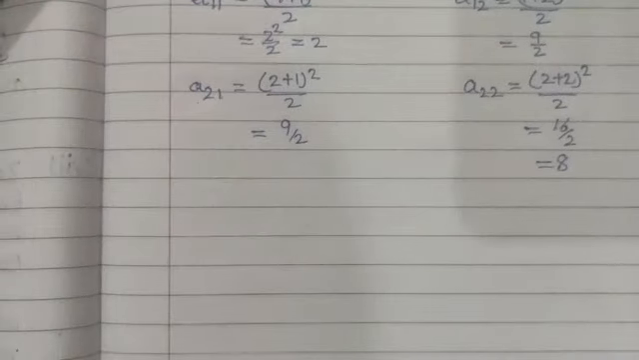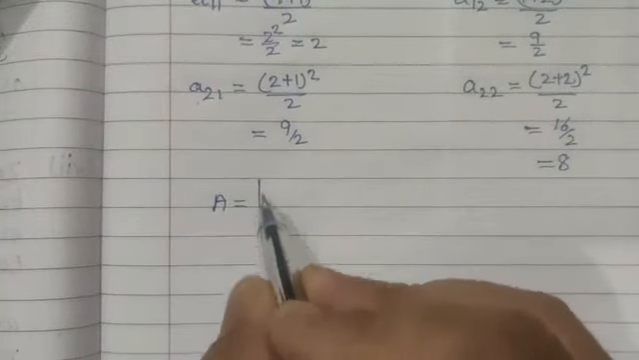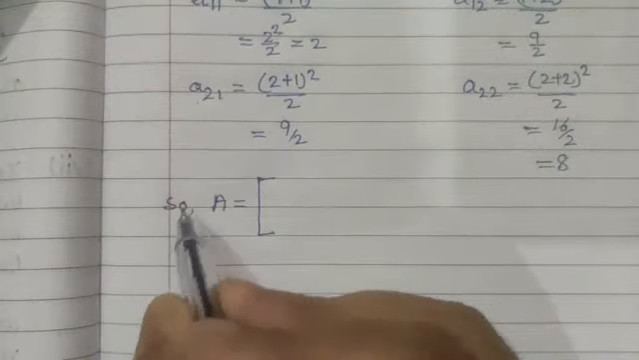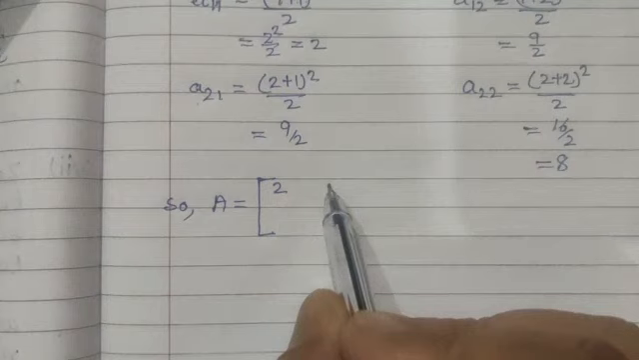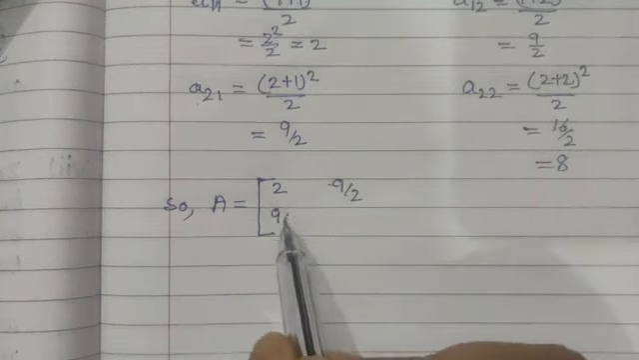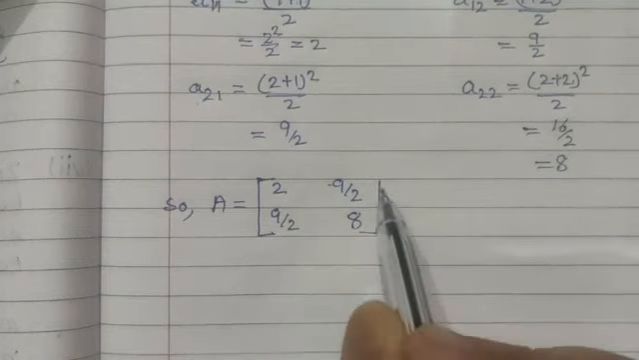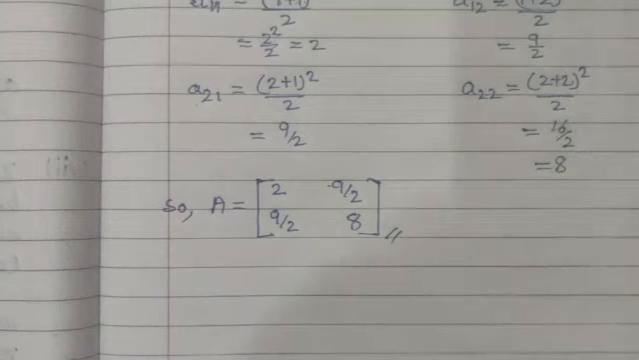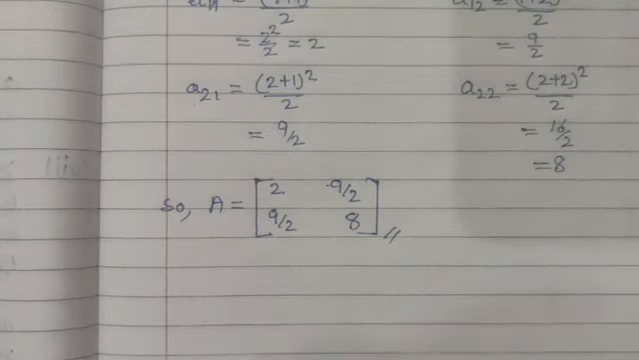So we can write that this matrix A is, now what is element a11? That was 2. Element a12 was 9 by 2. Element a21 is also 9 by 2. And element a22 is 8. In this way, we can solve the other parts of question number 4 and also question number 5.